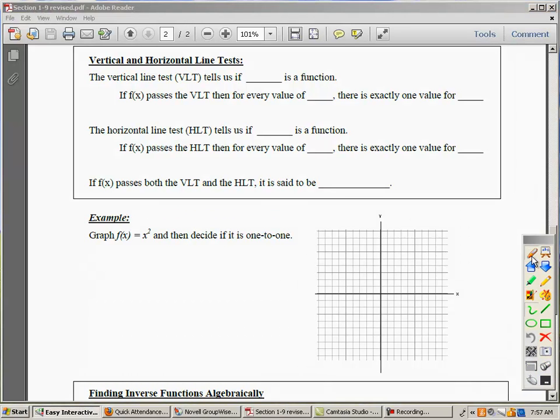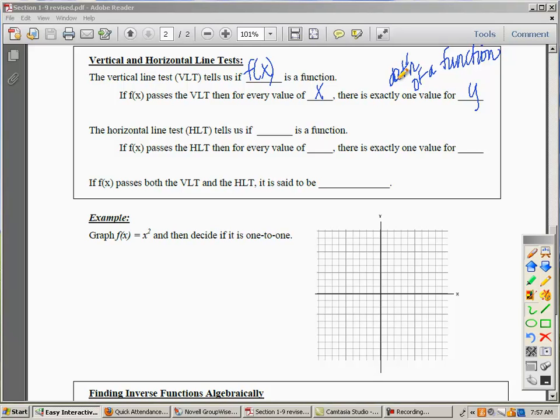We're going to talk about the vertical and horizontal line test. We already talked about the vertical line test so far. The vertical line test tells us if the original graph f of x is a function. If it passes the vertical line test, and this is exactly what I just said, then for every value of x, there is exactly one value of y. And that is, again, the definition of a function.